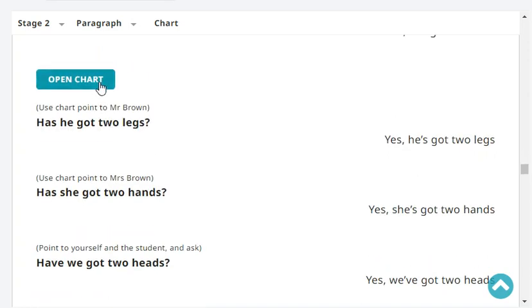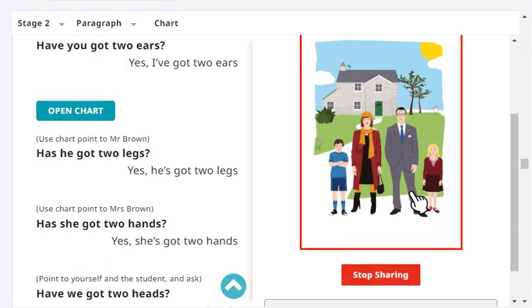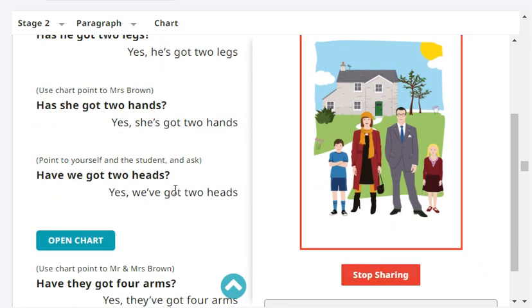Has he got two legs? Yes, he has got two legs. Has she got two hands? Yes, she's got two hands.